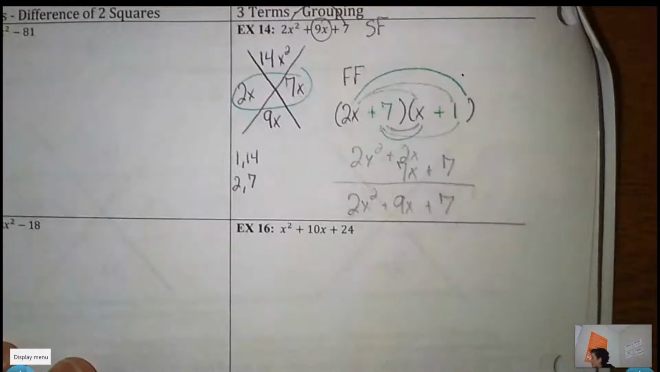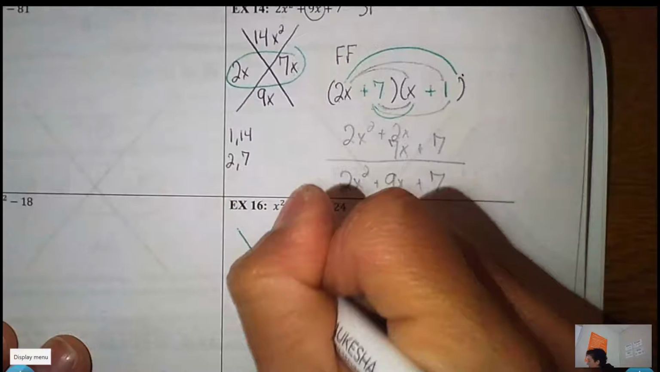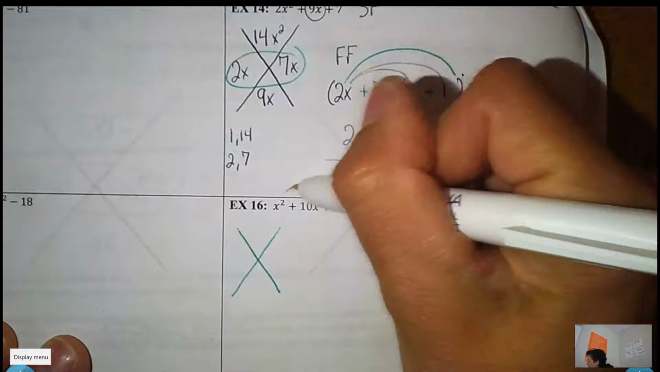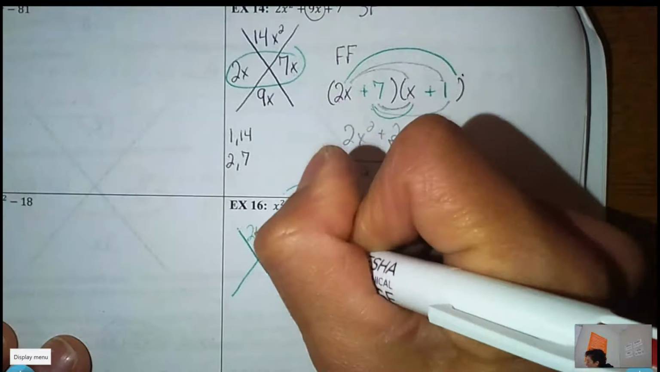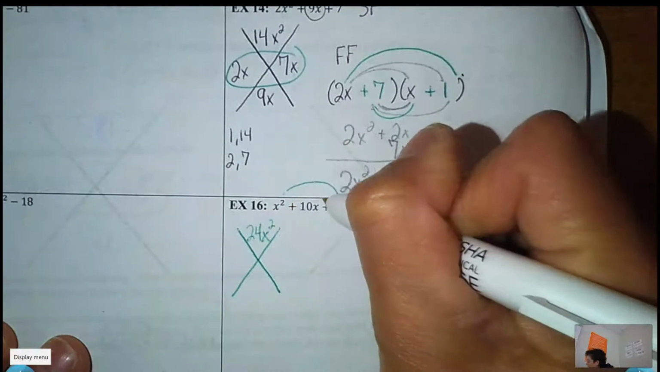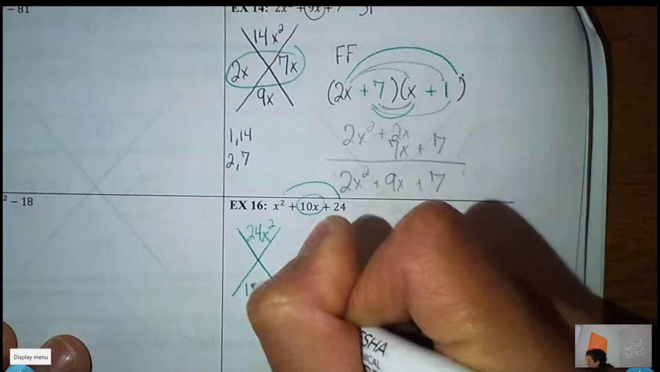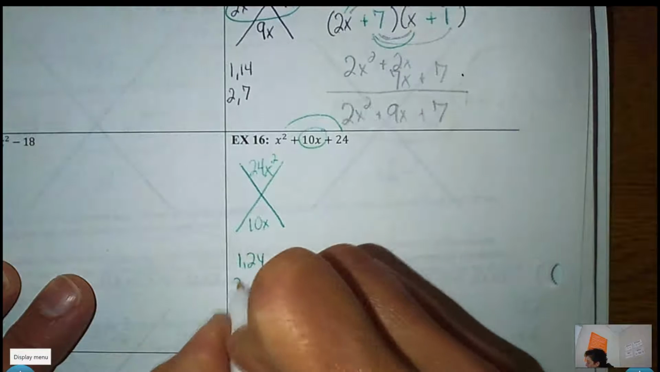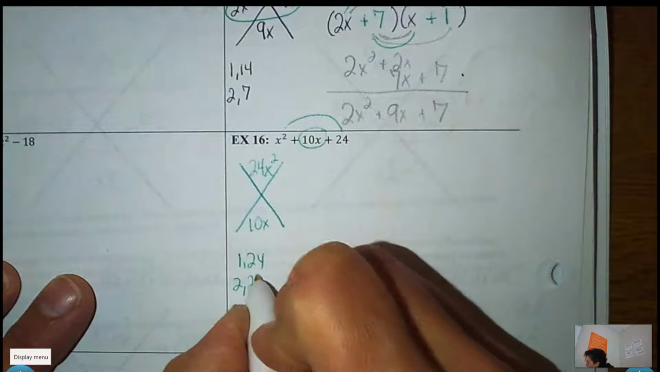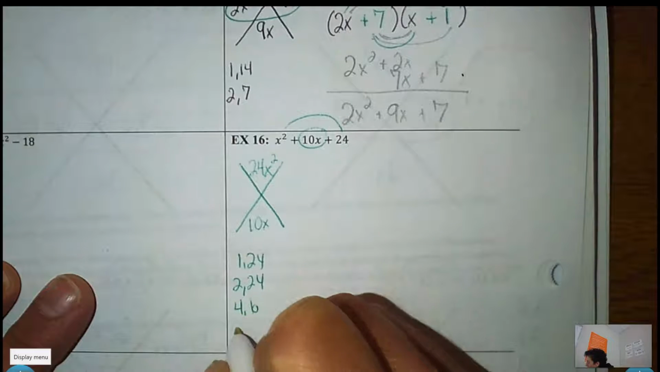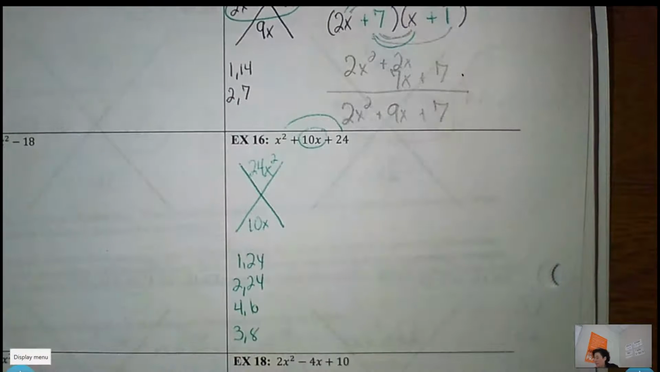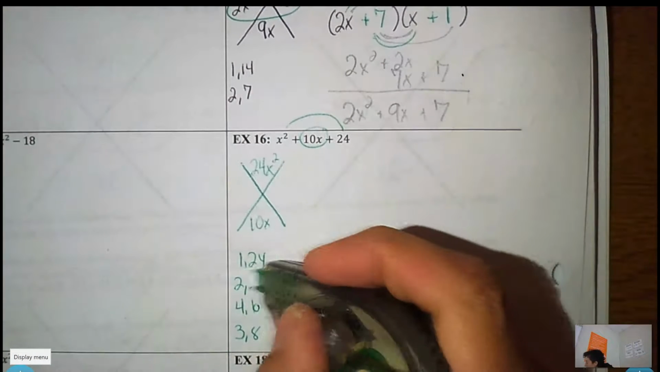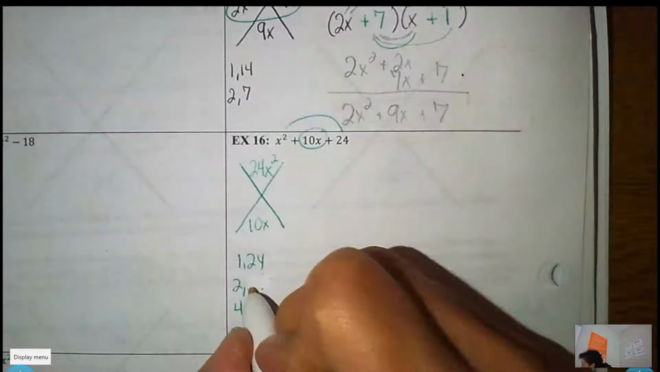Let's try the next one. So we're going to make our x. I'm going to multiply the outside terms for 24x squared. And then the 10x goes in the bottom. And here are my factors of 24. Whoops, but I miswrote one of those. That's not a 24, that should be a 12.